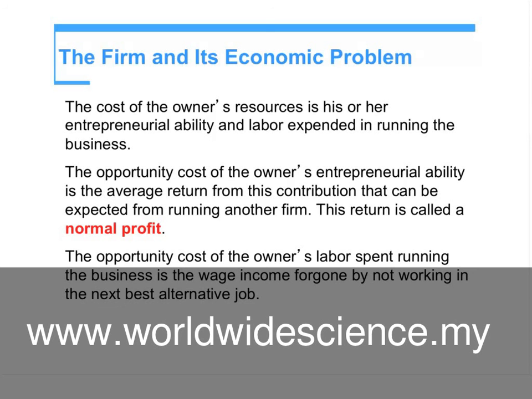So the return that you get from it is called normal profit. So the opportunity cost of the owner's labor spent running the business is wage income foregone by not working in the next best alternative job.